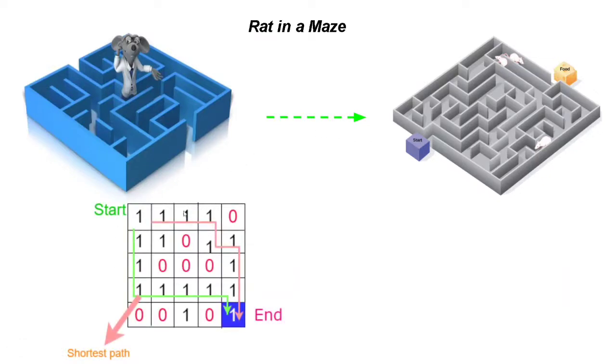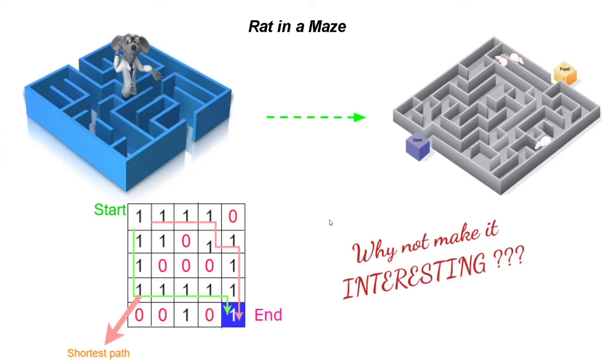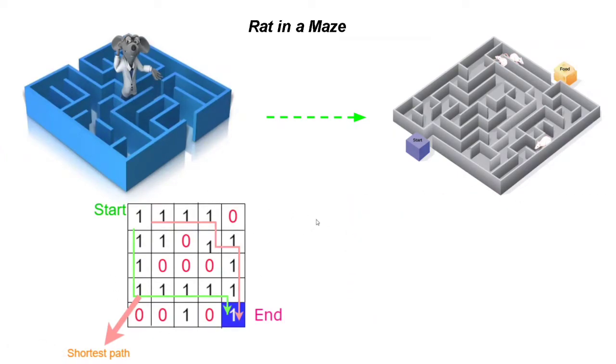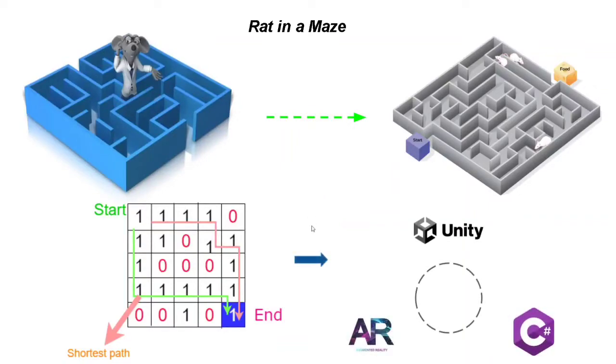Here's how the question is given in the form of ones and zeros. Ones being the ways in which we can reach the other end, and zeros being the obstacles. Now since this is a game, I thought, why not make it a little bit interesting by converting this 2D matrix into 3D world? But how exactly are we going to do that? Well, I know Unity, I have worked in augmented reality, I also know a little bit of C# scripting. And combining these three things, we can definitely bring some interesting output.